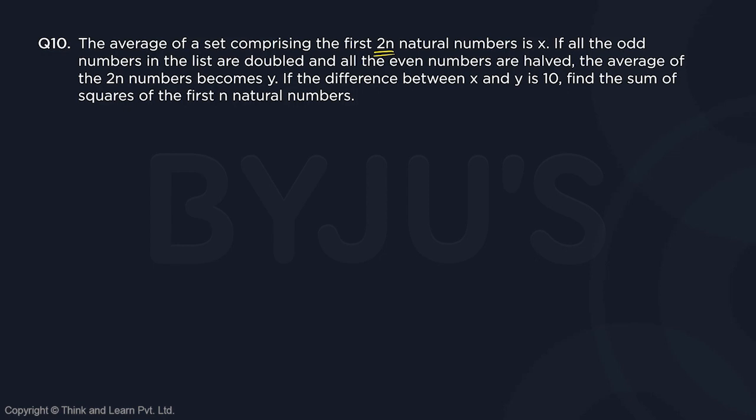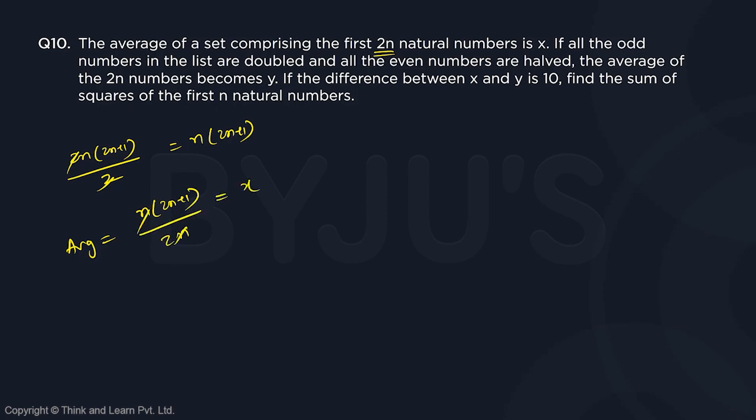So the sum of the first 2n natural numbers is 2n into 2n plus 1 by 2. The formula is n into n plus 1 by 2, but n is 2n here. So this is n into 2n plus 1. This is the total. Average will be total by number of terms, so n into 2n plus 1 divided by 2n. So n gets cancelled. This value is x. So what does it mean? It means 2n plus 1 by 2 is equal to x.